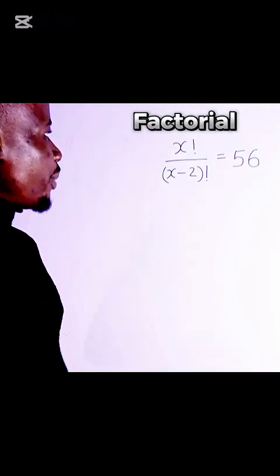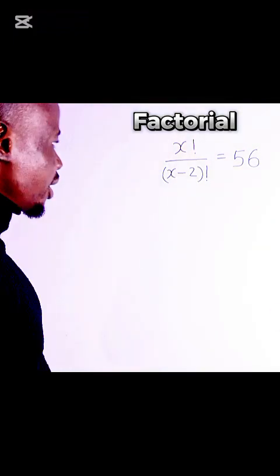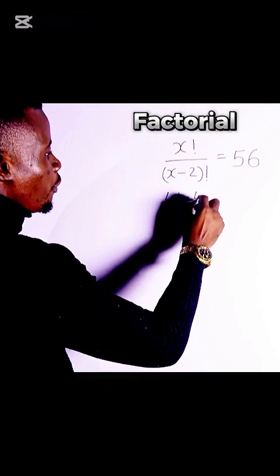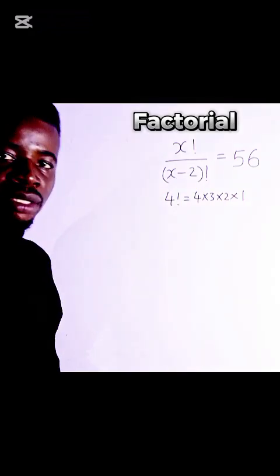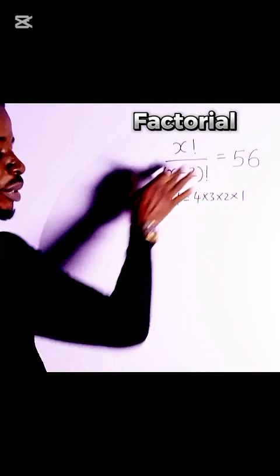Now let's evaluate x factorial divided by x minus 2 factorial equals 56. Now what is factorial? The factorial of a number is that number multiplied by its preceding number, down to the value of 1. For example, if you have 4 factorial, it becomes what? 4 times 3 times 2 times 1.